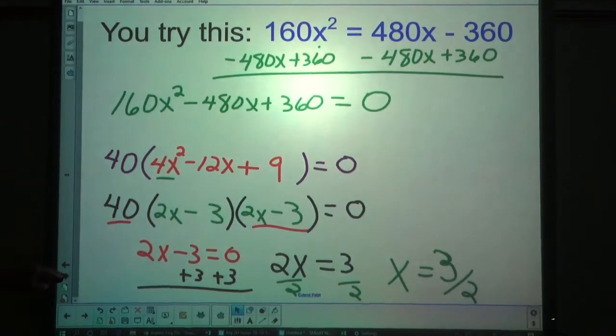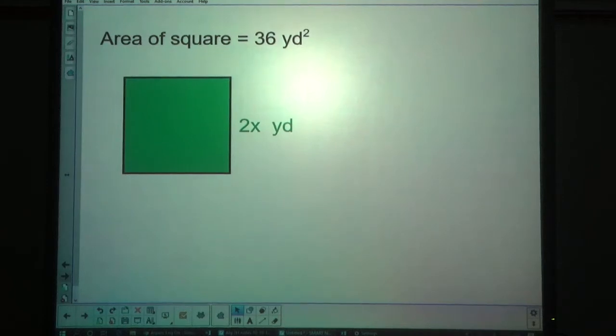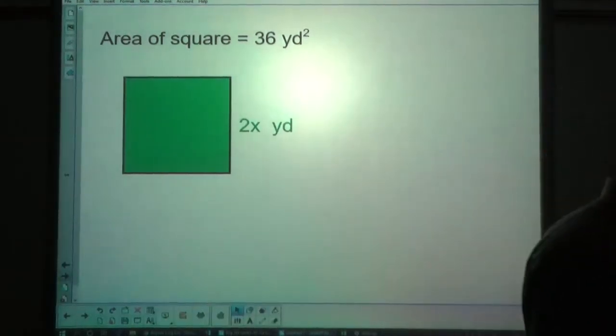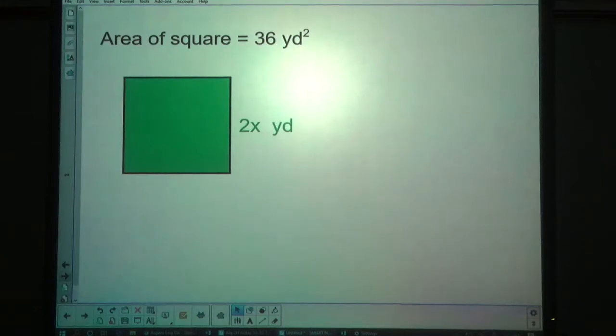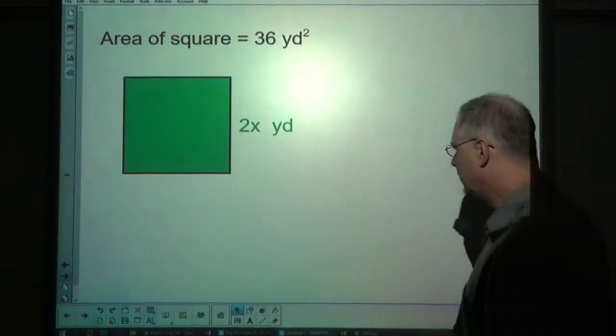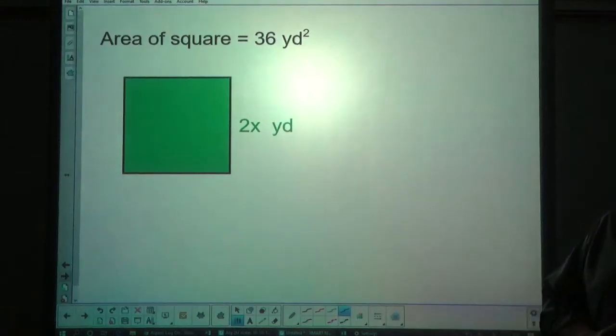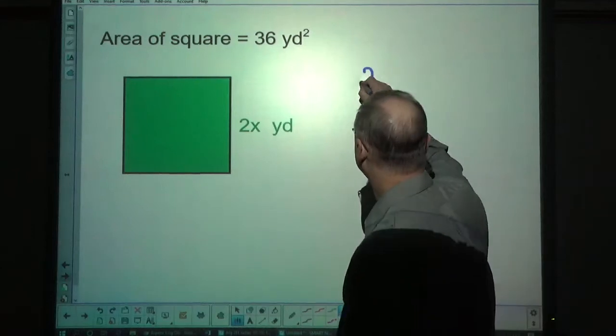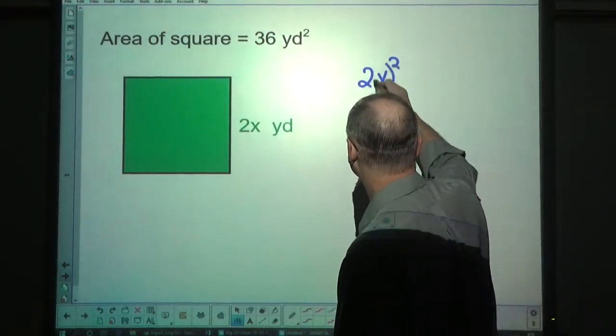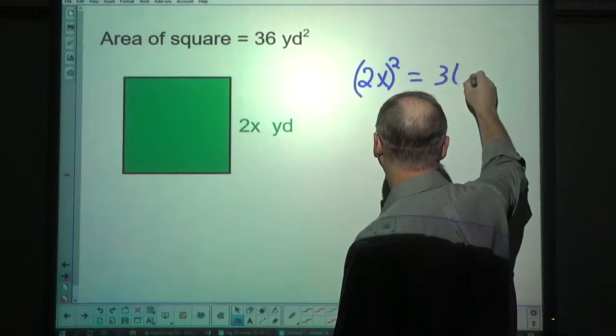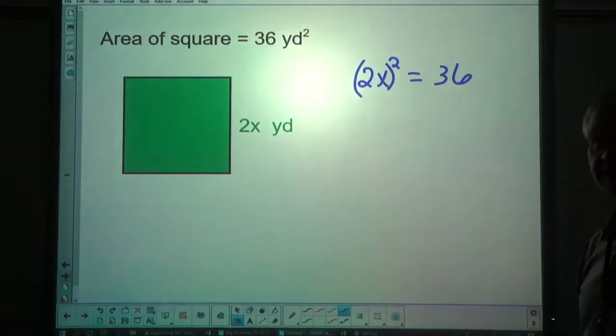Let's check out the next problem. Word problem, or word problem type of problem. It basically says find the value of x that makes this true. Area of the square is 36 yards squared, and one side is 2x yards. So we know that the area of a square is found by taking the side squared. So 2x squared equals 36. Remember, 2x, not just the x.